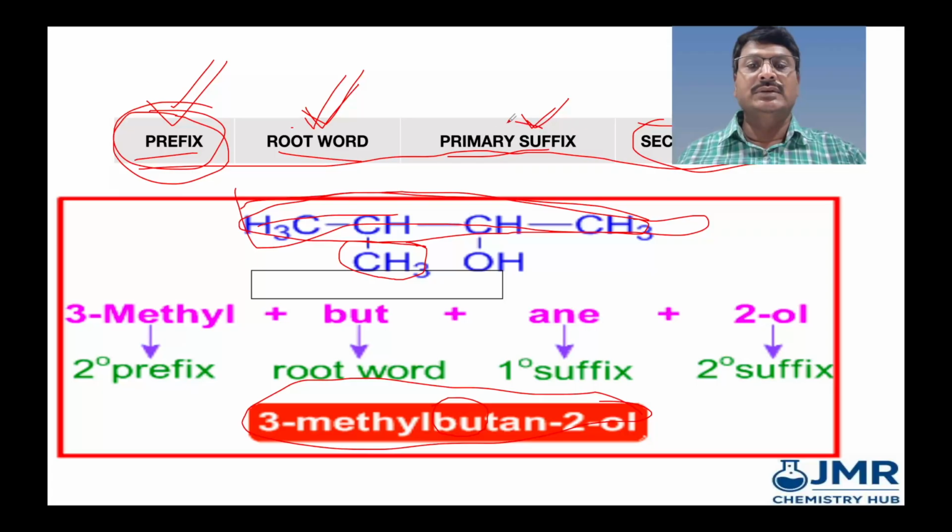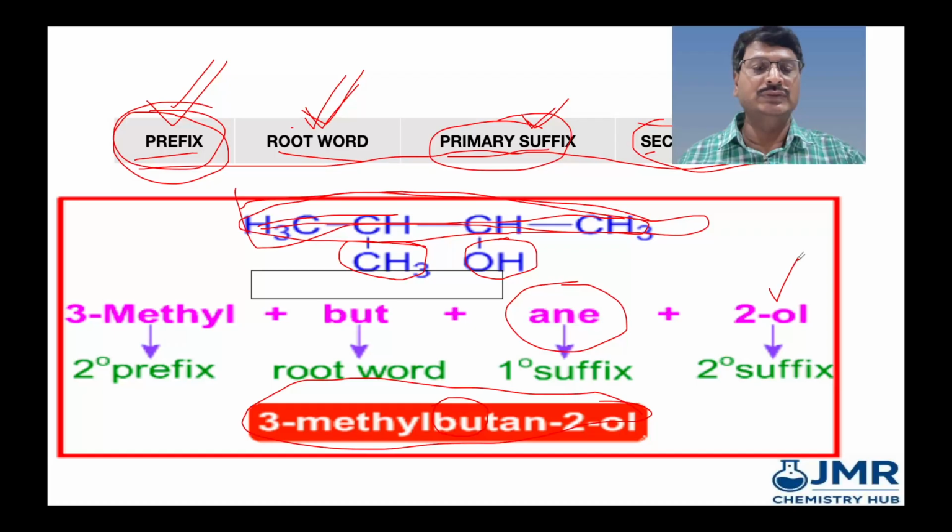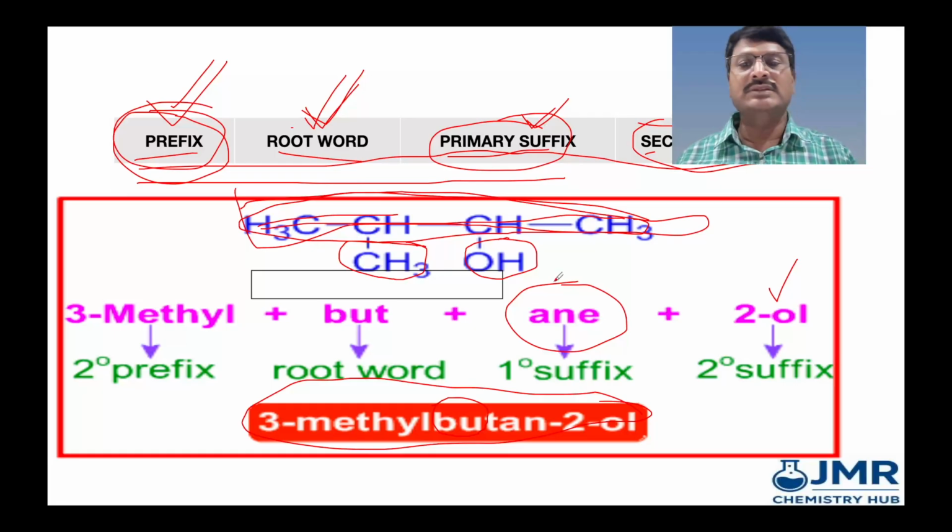Next, the primary suffix. The primary suffix depends upon the saturation or unsaturation. It is a saturated compound, so it will be "ane". And the secondary suffix depends upon the functional group. Here the functional group is OH, so it will be written as "ol". So the name of the compound contains these main words: prefix, root word, suffix. Let us come to them one by one.